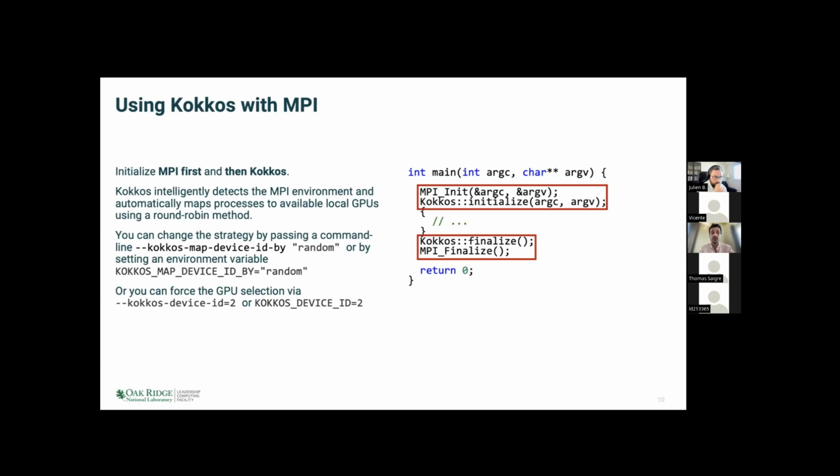If for some reason you want to choose a different mapping, it would be a weird usage, but why not? You can change the mapping strategy by saying random. I mean, it's your choice, right? Your program, if you really wanted to do that. It's missing an equal sign, by the way. And you could also force the GPU selection either via a command line argument or via an environment variable. But essentially, for virtually all the normal usage, as long as you remember to initialize MPI first, this will do the right thing.